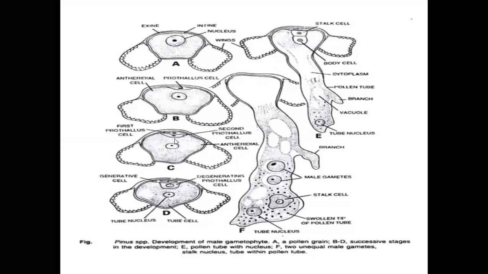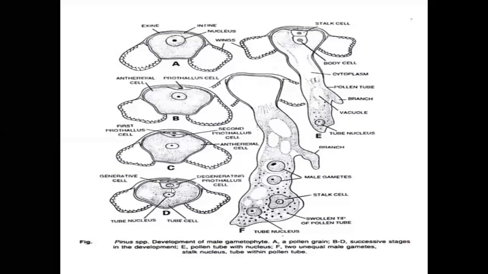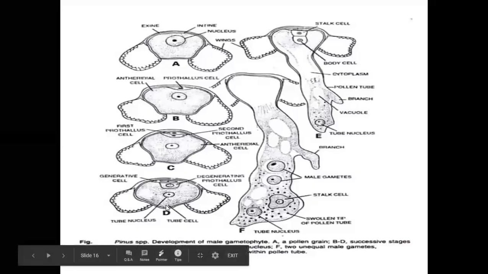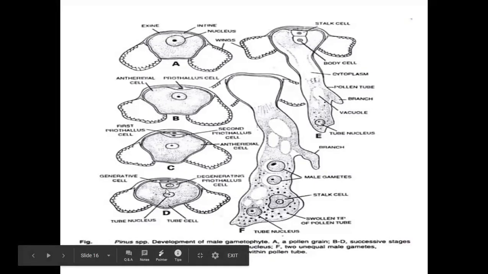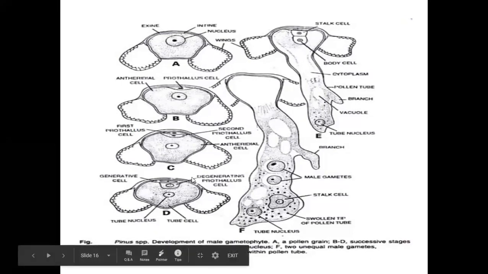First prothalial cell, second prothalial cell. The first prothalial cell cannot participate in divisions. The second prothalial cell also cannot participate in division. But the antheridial cell participates again in mitotic division to form 2 cells: the generative cell and the tube cell. At this stage, total 4 cells are present. What are the 4 cells? First prothalial cell, second prothalial cell, generative cell, and tube cell. These 4-celled pollen grains are deposited on the female cone.